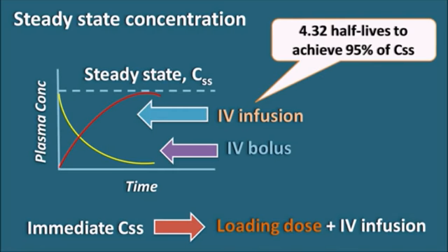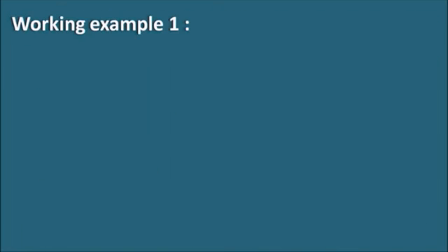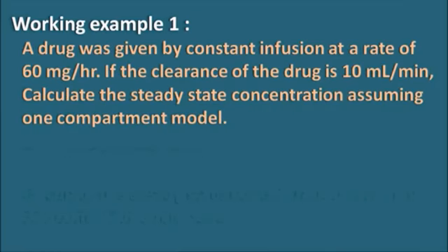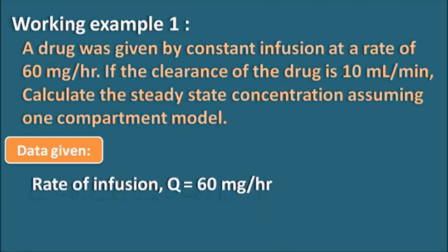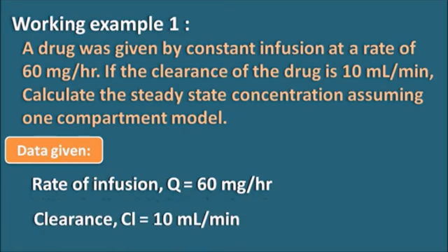A drug was given by constant rate infusion at a rate of 60 mg per hour. If the clearance of the drug is 10 ml per minute, then calculate the steady state concentration in a one compartment model. So what are the data given? Rate of infusion, that is Q equals 60 mg per hour. Sometimes it is denoted as R0 also. Clearance is 10 ml per minute. So we have to calculate the CSS or steady state concentration. So let's see the solution.